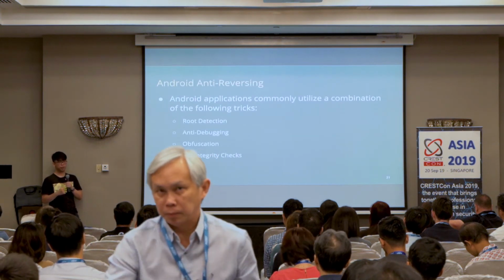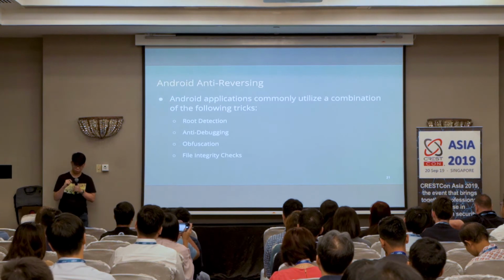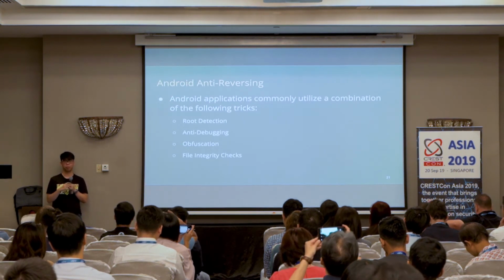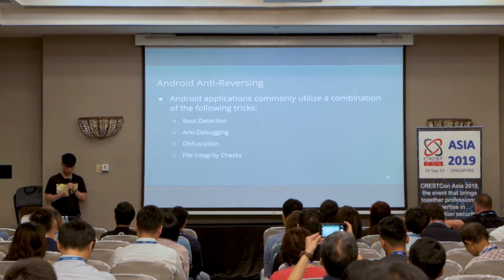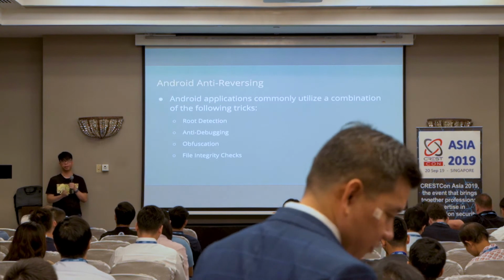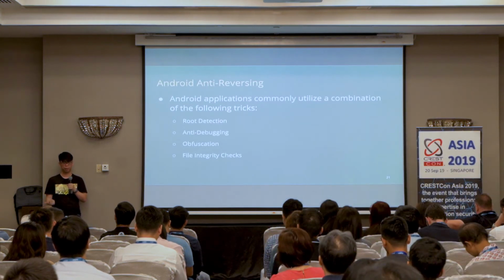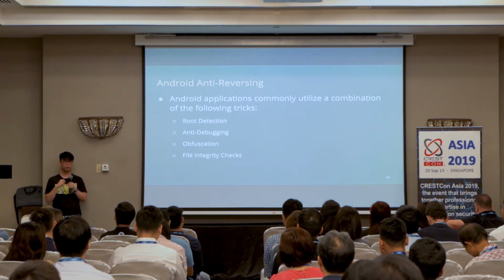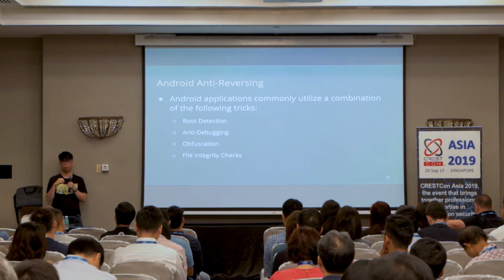If you're looking at Android specifically, an Android app might employ a combination of the following tricks. It might have root detection to ensure that it only runs in a non-rooted environment. It might employ anti-debugging techniques, so you cannot attach a Java debugger or a native code debugger onto your application. It might employ obfuscation to make it hard for static analysis to work. And it might employ integrity checks so that you cannot simply repack the APK.